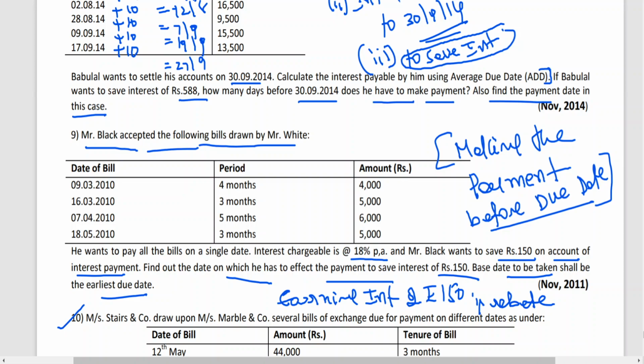So what I am doing, I am giving the answer that average due date is you have to calculate. Since it is a bill, 4 months plus 3 days, you have to calculate plus 3 days, plus 3 days, plus 3 days. This I am giving as homework to you.